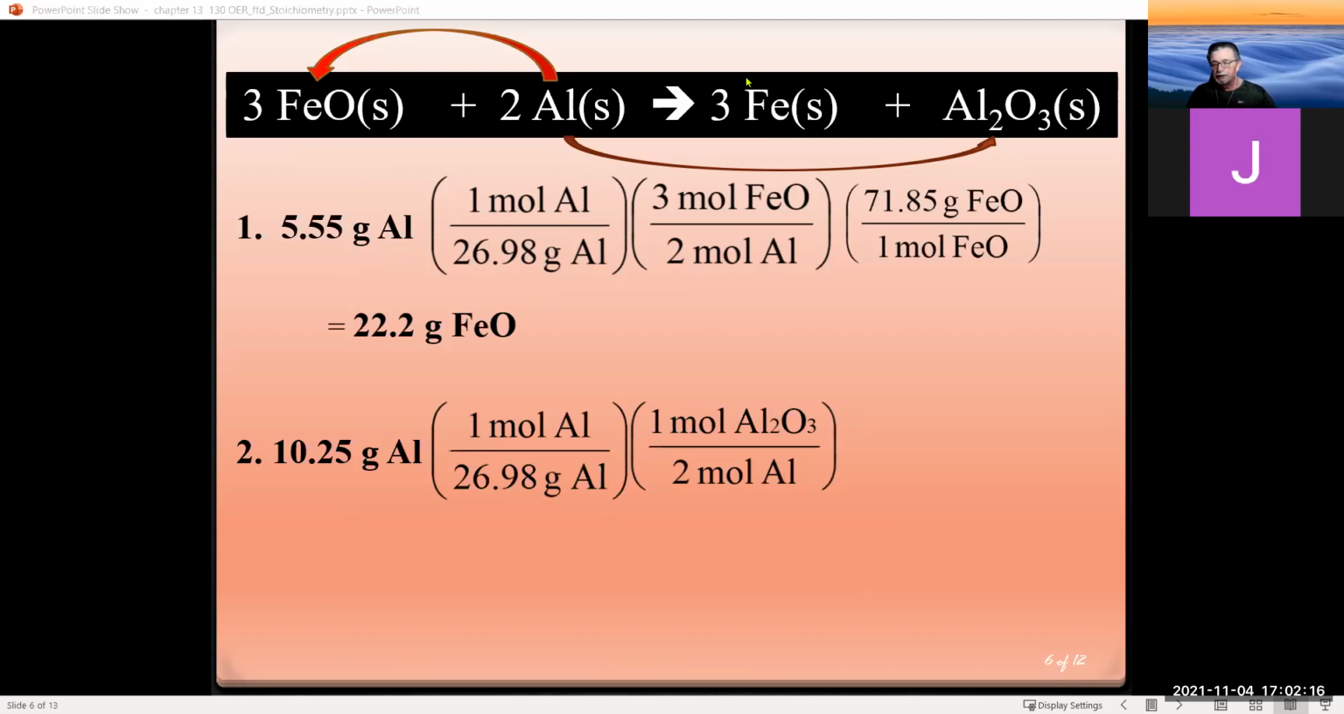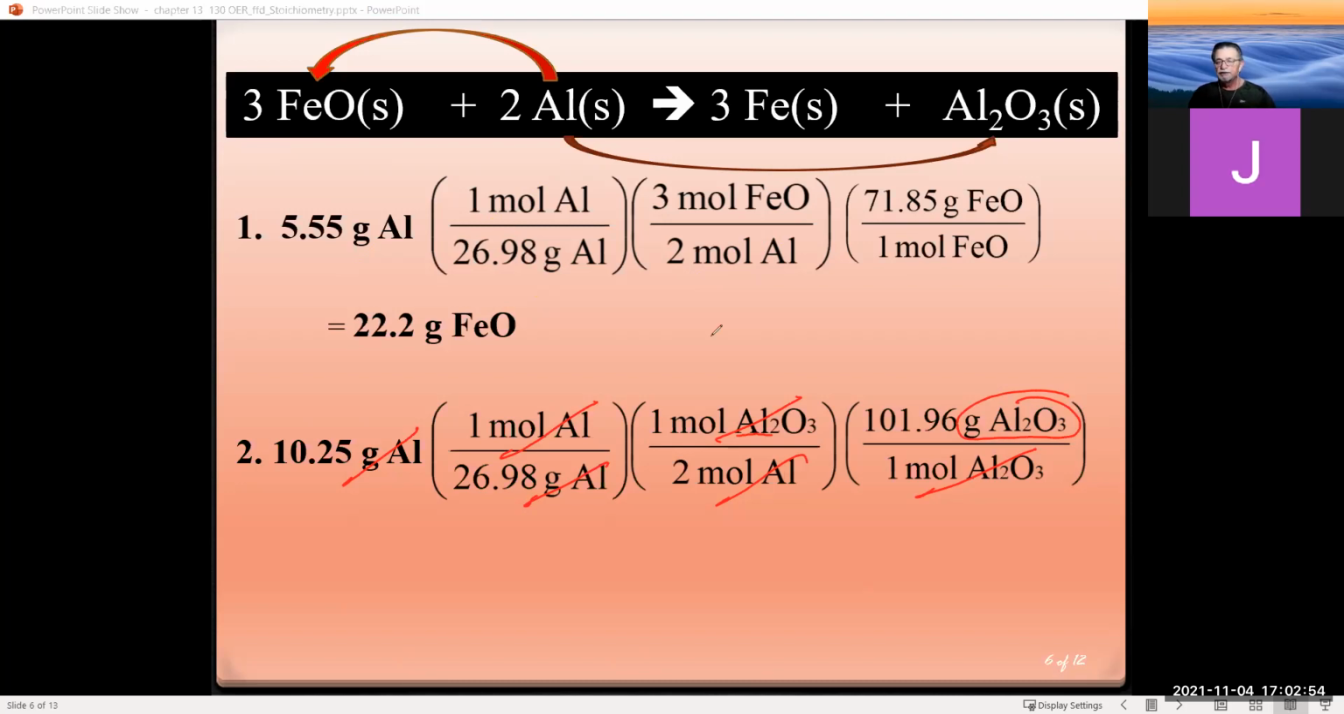At this point, if you're keeping track of your units, you can see grams of aluminum cancel, moles of aluminum cancel. We are in the units of moles of aluminum oxide, but we need to get to grams, so we need to calculate the molar mass of aluminum oxide, which is 2 aluminum, 3 oxygens, and that is a total of 101.96 grams per mole. Okay, check my units. Okay, I am now in the units of grams of aluminum oxide.